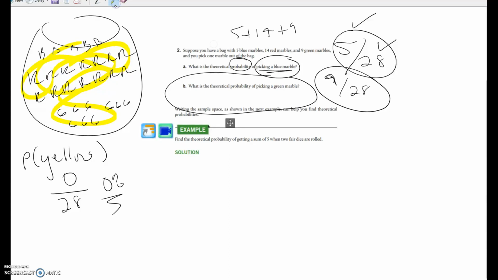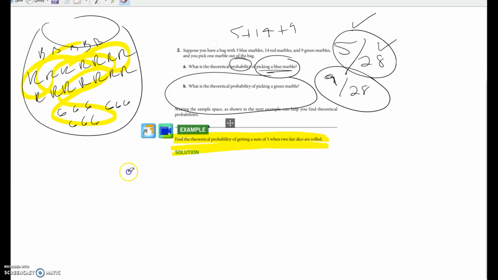All right, let's look at the next one down here. It says, find the probability of the sum when the dice are rolled. With that, I drew a picture for this one so I could see what's going on. You need to make a chart, and it's what we call sample space, where you list everything out and see what there is.